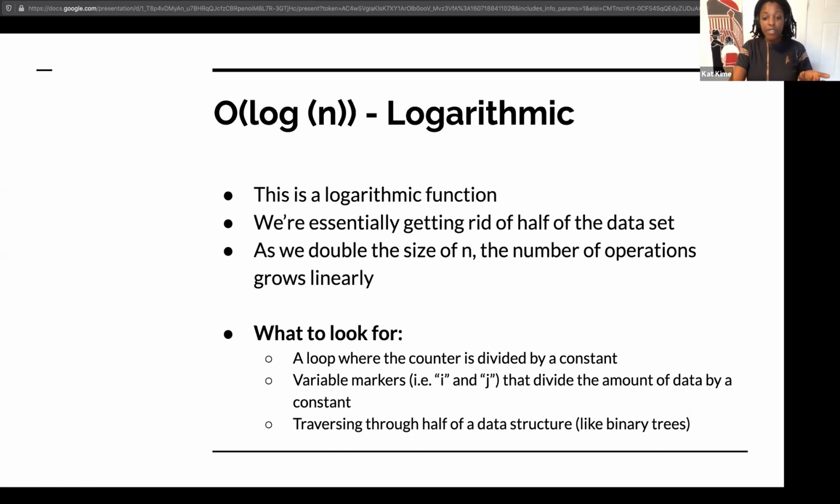Another one is traversing through half of a data structure. Like if you're using binary trees, you're not traveling through each node. Depending on which method you're using, you're only going to travel down one side of the tree. Basically, if you're throwing out data as you're processing it, it's going to be logarithmic. Honestly, that was probably the easiest way for me to say that. But it's okay. You got everything.